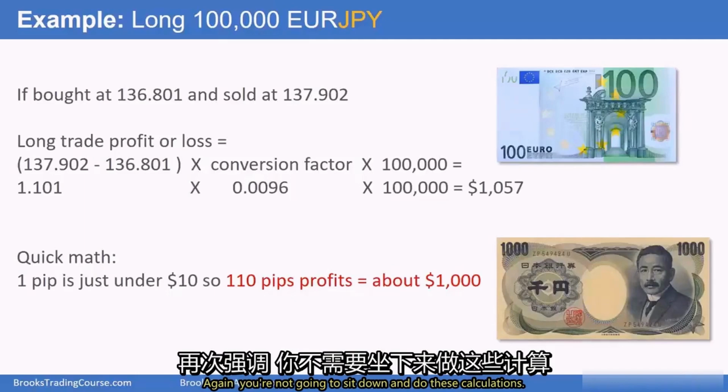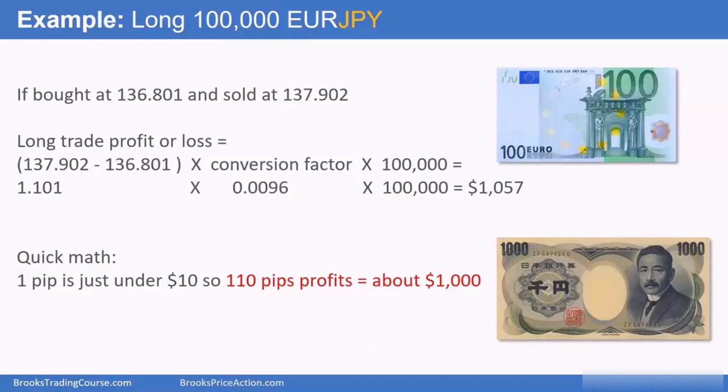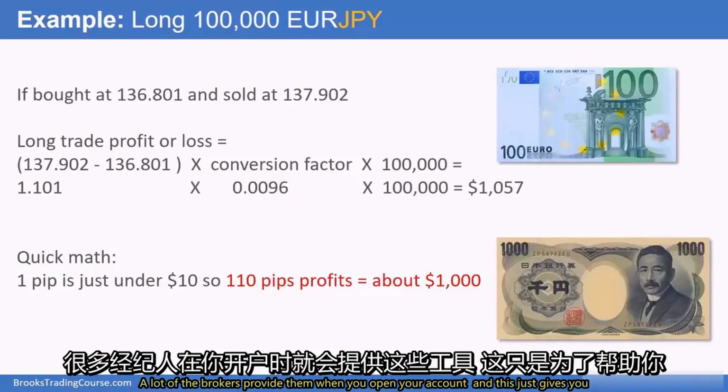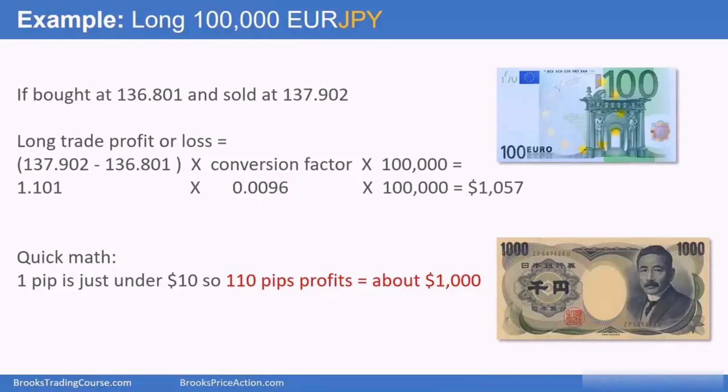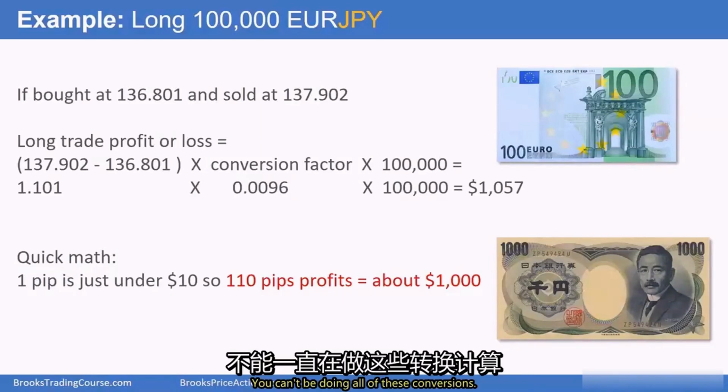Again, you're not going to sit down and do these calculations. There are profit calculators online, pip calculators online. A lot of the brokers provide them when you open your account. And this just gives you the math that's behind it. When you're trading, you got to be thinking about trading. You can't be doing all of these conversions.